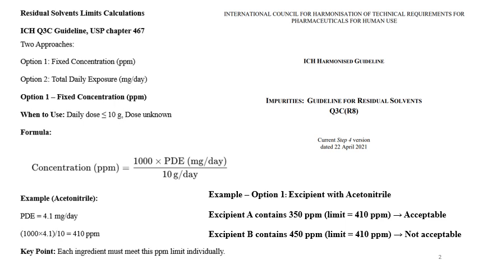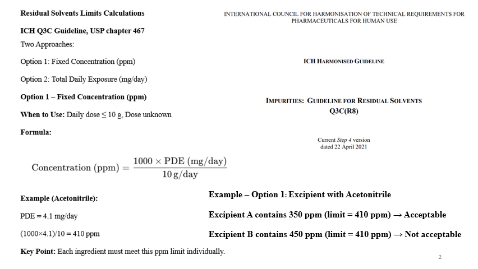So the information is based on the ICH guideline Q3C and the USP chapter 467. Now the option 1 example, where excipients contain acetonitrile. Example, excipient A contains 350 ppm. Your limit is 410 ppm, so it is acceptable. But if excipient B contains more than 410 ppm, like 450 ppm, with the limit at 410 ppm, it is not acceptable. So then you need to go for option 2.